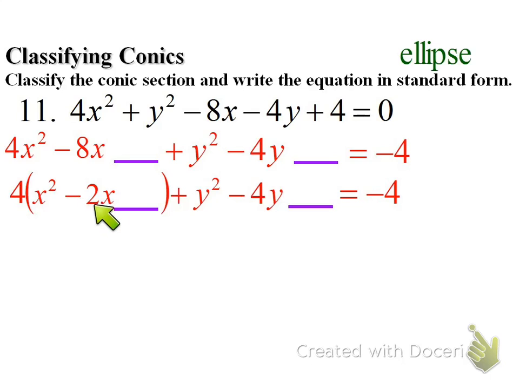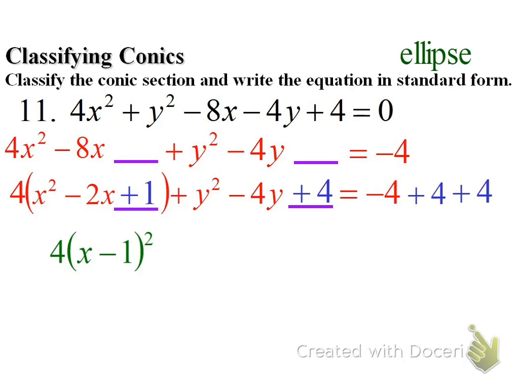What is negative 2 divided by 2? Negative 1, and negative 1 squared is 1. So I need to add 1. But what do I need to add to the right side? 4, because this 1 is being multiplied by this 4. So I'm actually going to add 4. Negative 4 divided by 2 is? Negative 2 squared is? 4. So I need to add 4 again.